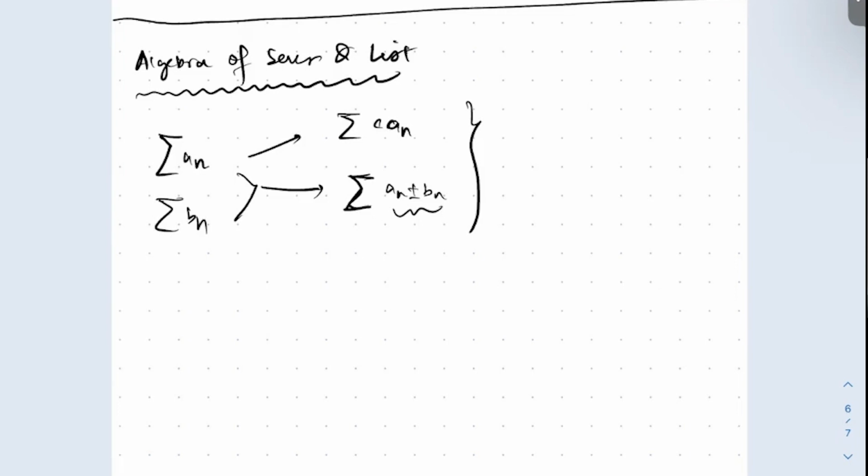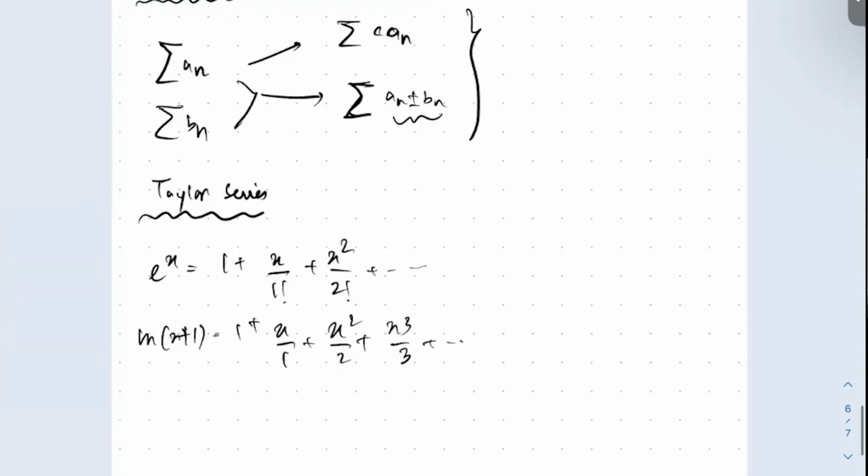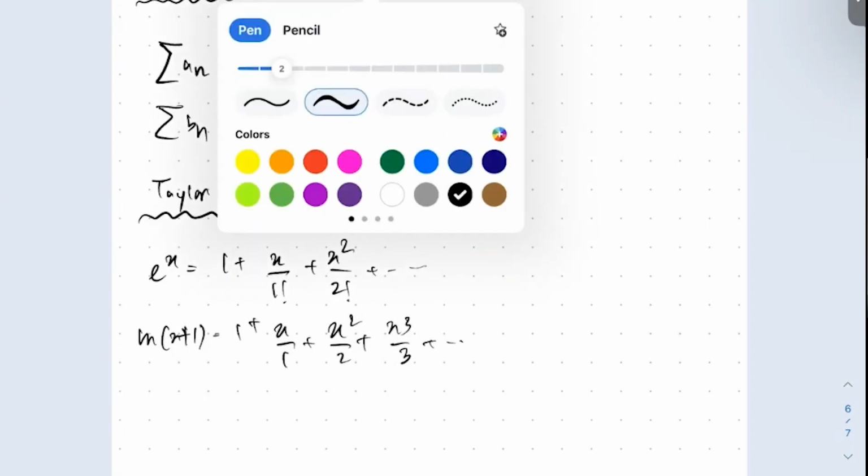But one thing you will learn later on is the Taylor series. Let's say, just give me a minute. There are certain Taylor series out there. For example, e to the power x is equal to 1 plus x by 1 factorial plus x squared by 2 factorial, and so on. Log of 1 plus x is equal to 1 plus x by 1 plus x squared by 2 plus x squared by 3, and so on. Just check this series.